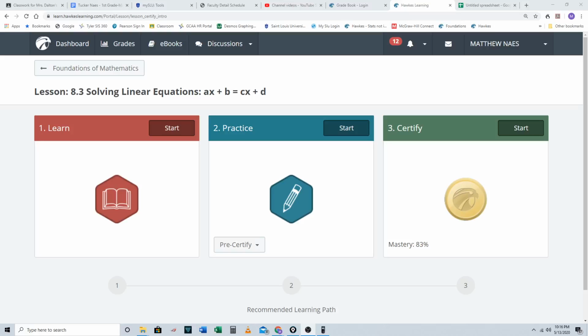All right. Last part of chapter 8.3 is very similar to what we did in 8.1 and 8.2. We're going to be solving equations, but this time we're going to have the variable be on both sides of the equation.